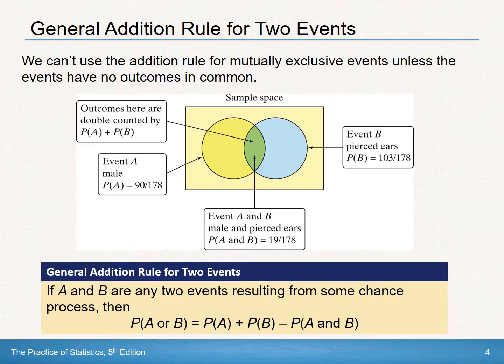So if we have two events resulting from some chance process, the probability of A or B is the probability of A plus the probability of B, and subtract out the probability of having both A and B. Remember, if they're mutually exclusive and don't have anything in common, then we can just add them together.